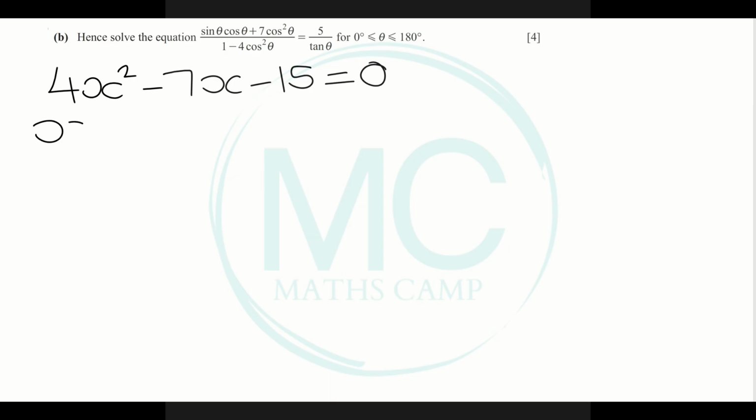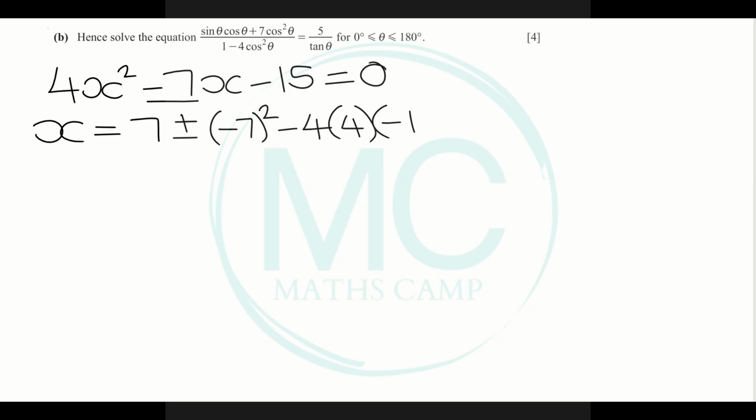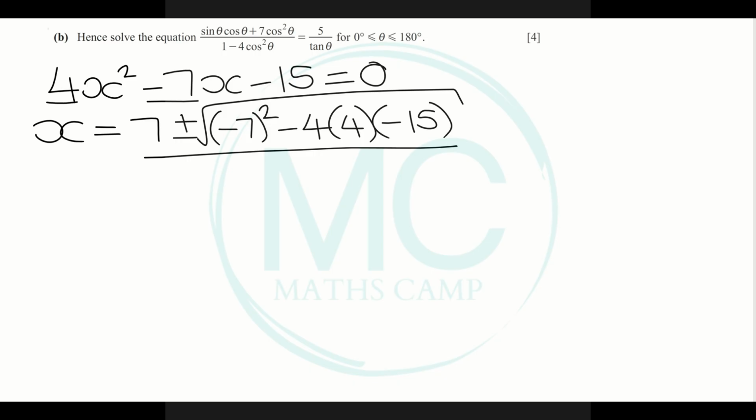So I can say x is equal to negative b. b is negative 7, so negative b becomes positive 7, plus or minus the square root of negative 7 squared, minus 4, multiplied by a, which is 4, multiplied by c, which is negative 15. Close the bracket, all under a root, all over 2 multiplied by a, which is 4. 2 multiplied by 4 gives us 8.